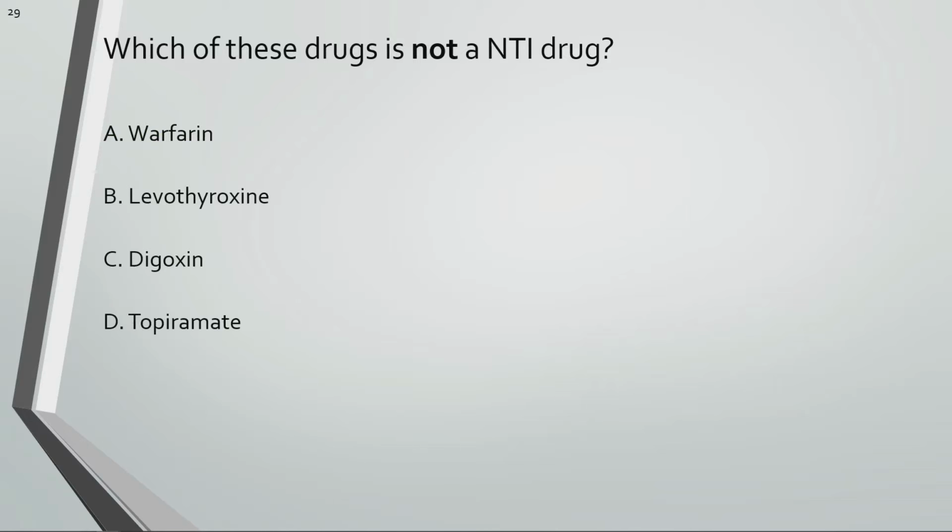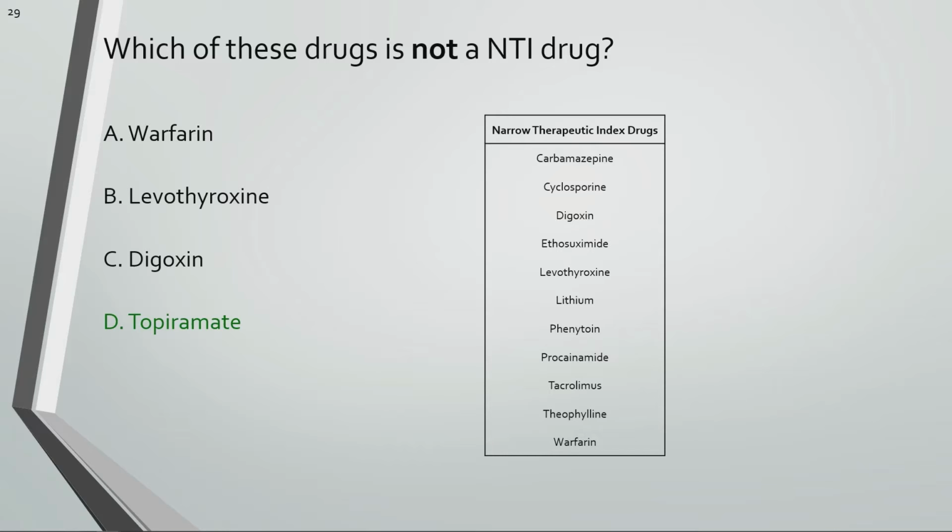Which of these drugs is not a narrow therapeutic index drug? Narrow therapeutic index drugs have a narrow window between their effective dose and those at which they produce adverse toxic effects. So a small difference in dose or blood concentration may lead to a dramatic dose-dependent therapeutic failure or adverse drug reactions. These adverse drug reactions can be life-threatening, possibly resulting in hospitalization or even death. Topiramate is not an NTI drug.